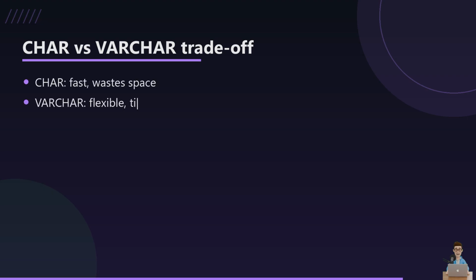Let's weigh them fairly. CHAR pads every value to full length, so it can be a hair faster but wastes space when values vary. VARCHAR only stores what's there, saving space, with a tiny bit of bookkeeping per value. So for truly fixed things like country codes, CHAR earns its keep, but everywhere else VARCHAR wins.